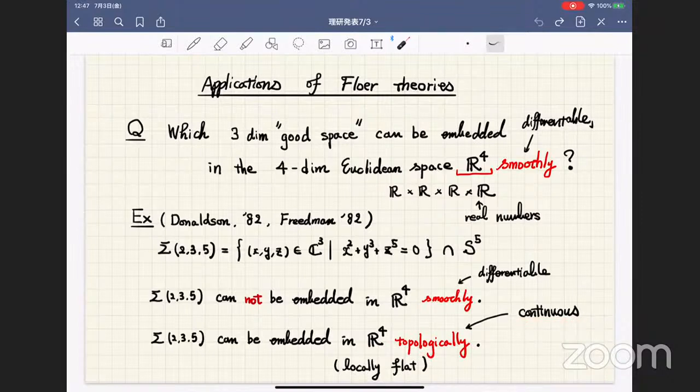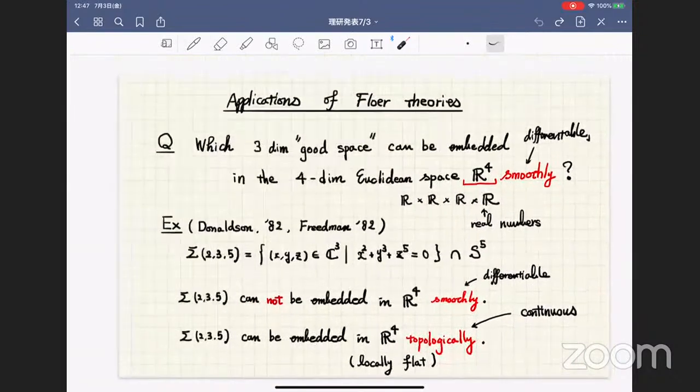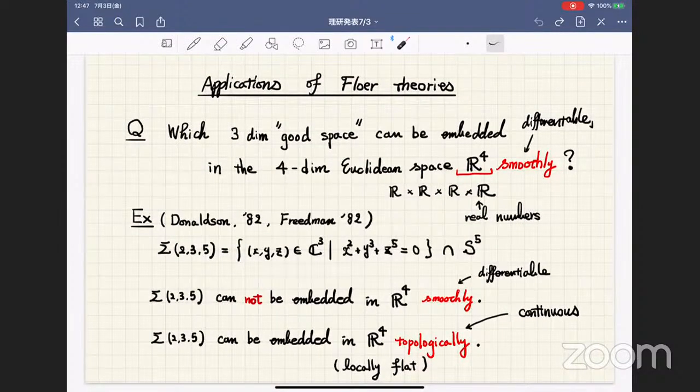So I'm interested in the difference between these properties of maps. So this is one of the famous applications of Floer theory. So that's all of my talk. Thank you for listening.